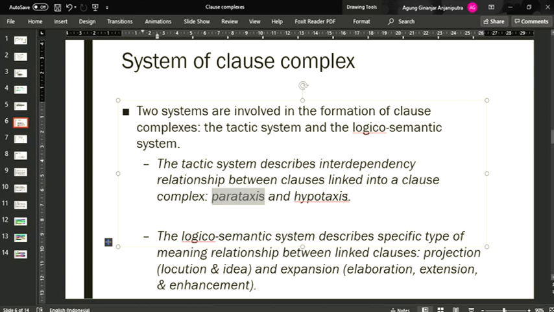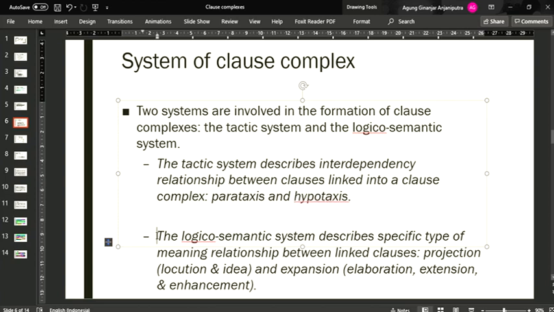But in hypotaxis, this is when one clause is dependent on the other. This is what's called subordination in traditional grammar. This one is coordination. This one, hypotaxis, refers to subordination, where one clause is subordinate to the other clause, or one clause is dependent on the other clause.